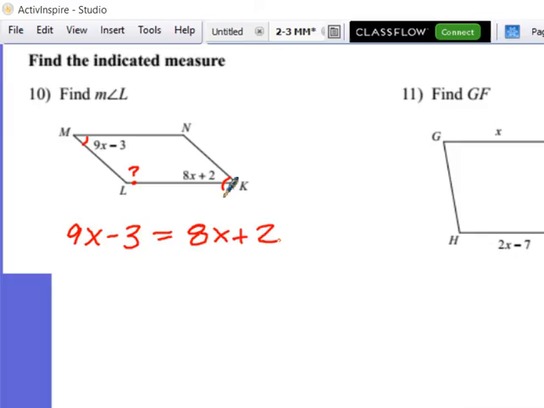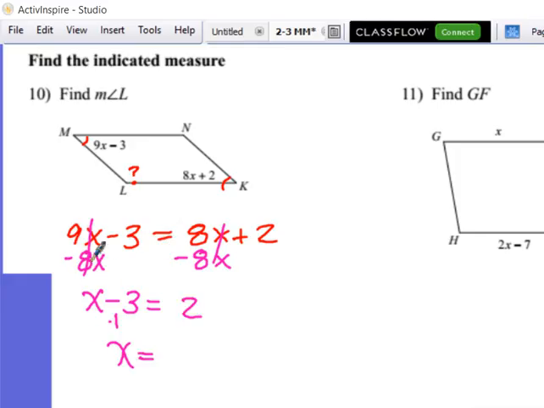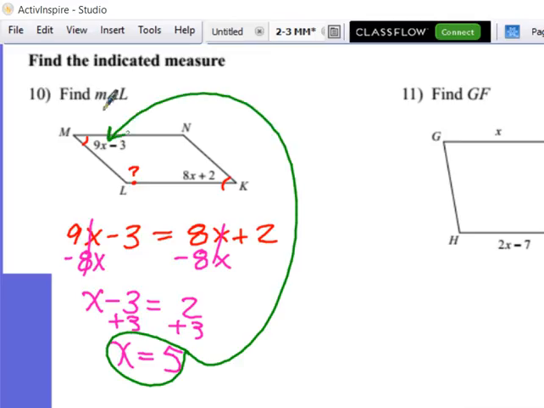I always combine my x's first. So we're moving across an equal sign, so we do have to change the sign here. So now let's write what we have. This is 1x minus 3 equals 2. Solve for x. So when we add 3, so x equals 5. Okay, now x equals 5. So now we can go through and figure out all of the angles here. So now that we know that x equals 5, we can plug that back in here to figure out angle M. So you would do 9 times 5 minus 3. Let's type it in. 9 times 5 minus 3, you said 42.